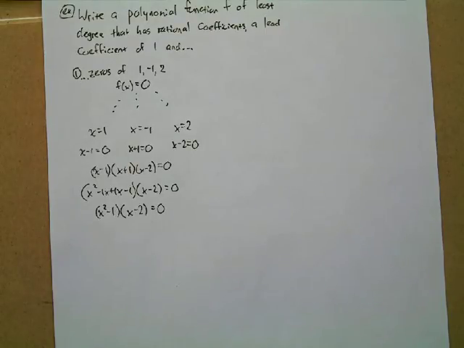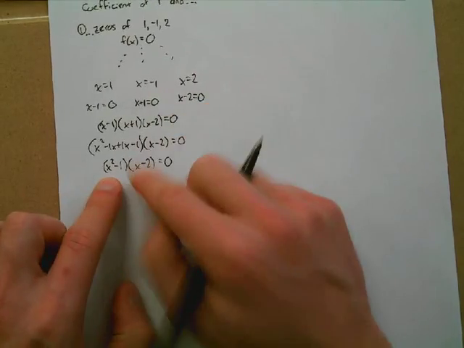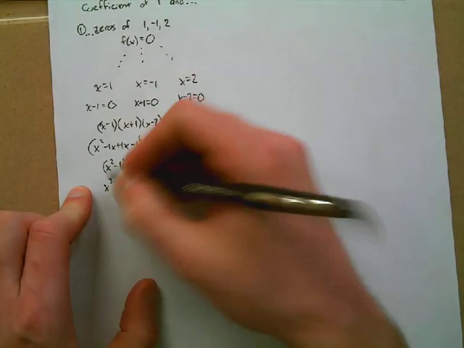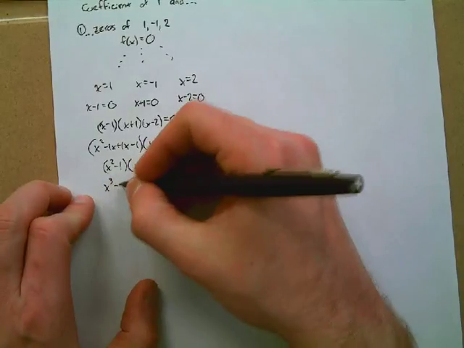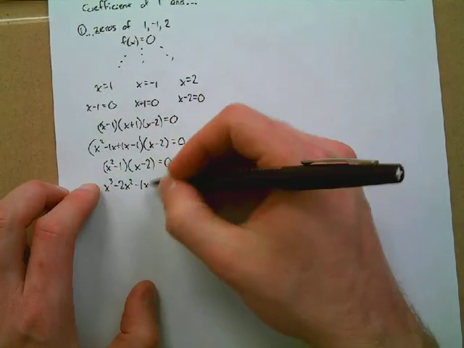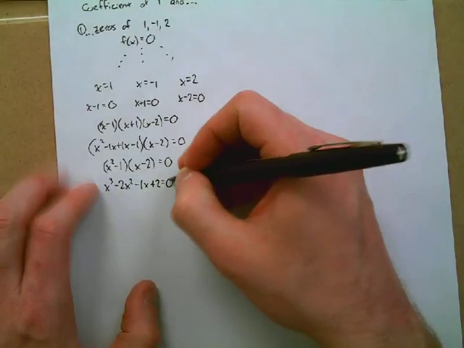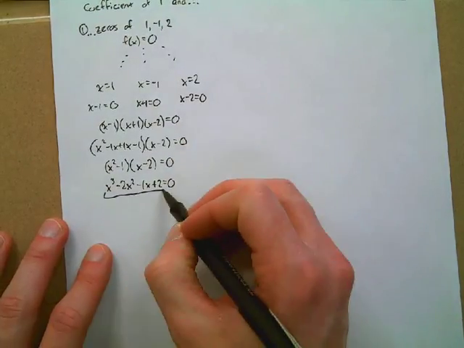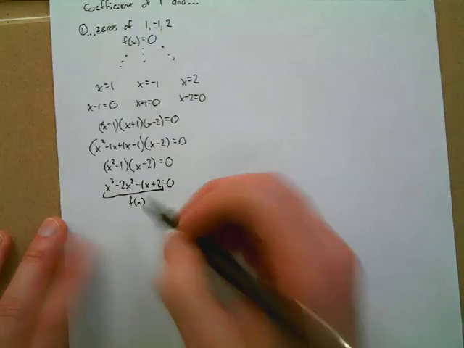We can FOIL again here, because it's 2 binomials all over again. The first, x times x squared is x to the 3rd. The outer, minus 2x squared. The inner, minus 1x. And then the last, plus 2. And so there is our mystery function: x cubed minus 2x squared minus 1x plus 2.